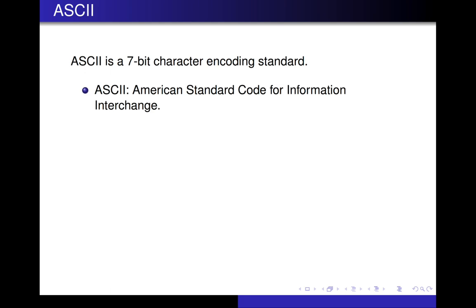So you know that ASCII isn't just a random bunch of letters that we toss together. It stands for the American Standard Code for Information Interchange. And it's a 7-bit encoding standard, which means that you have up to 2 to the 7 different characters. And in fact, for ASCII, it has exactly 2 to the 7, which is 128 different characters.